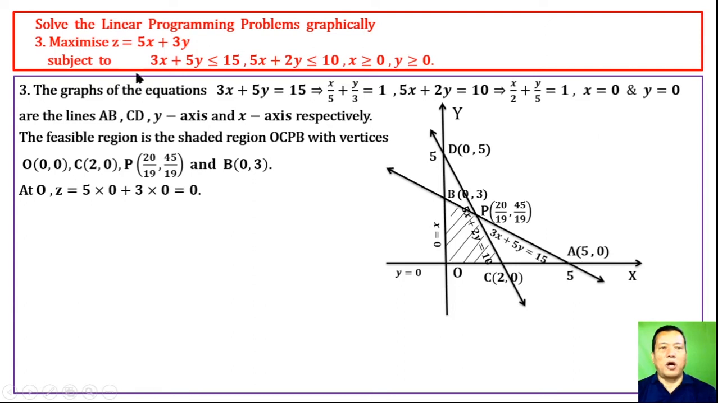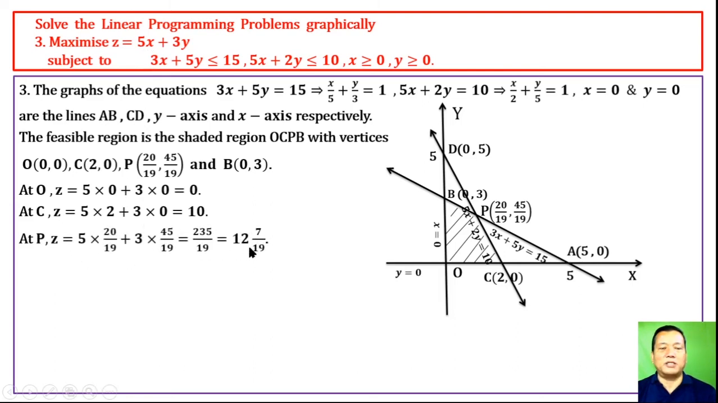At O, the value of Z is 5 into 0 plus 3 into 0, which is 0. At C, the value of Z is 10. At P, the value of Z is 12 whole 7 by 19. At B, the value of Z is 9.